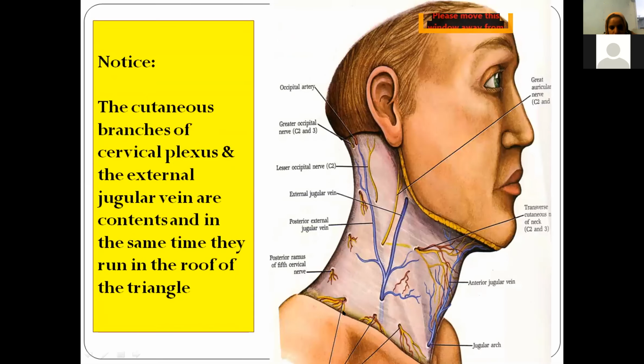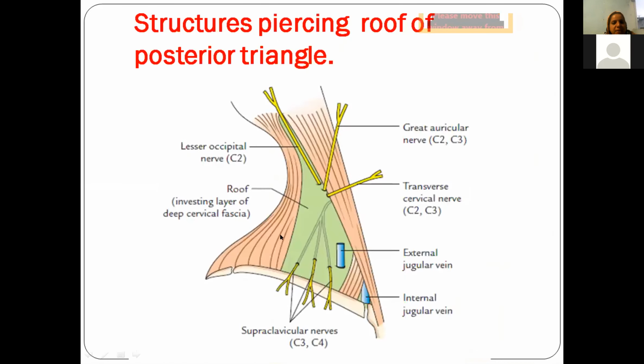So we are still in the roof. In the roof we find many structures, like nerves, the cutaneous branches of the cervical plexus, and the external jugular vein over here. Now this is Vishram Singh's picture, and you can practice the same picture. What are the structures piercing the roof of the posterior triangle? You see the boundaries: sternocleidomastoid anteriorly, trapezius posteriorly, and the middle one third of the clavicle forming the base. The apex is the meeting point of sternocleidomastoid and trapezius.